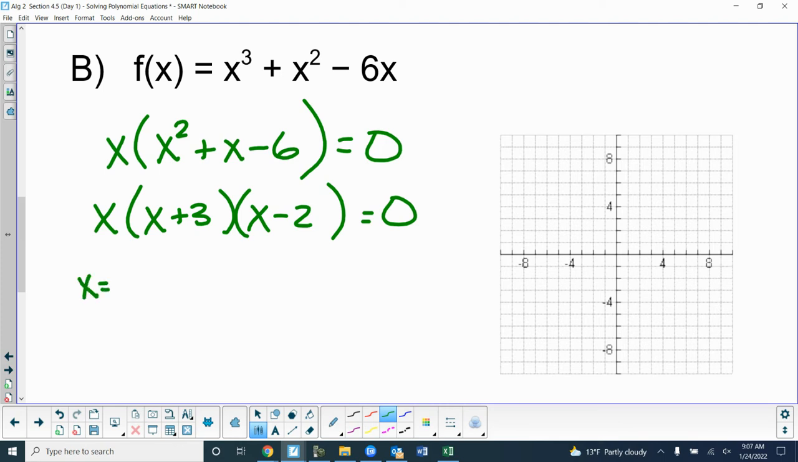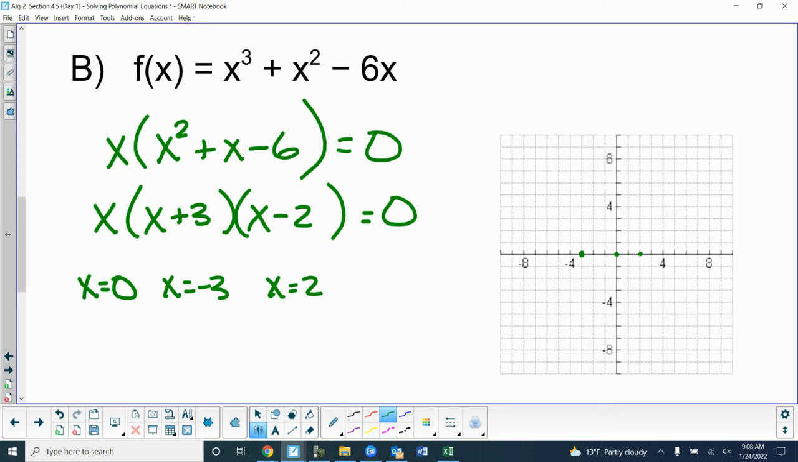So what makes x equal to 0? This x. What makes it equal to 0? If it were 0. Yeah, if it was 0. What makes this equal to 0? -3. What makes this equal to 0? +2. We good on that? Yeah. So our graph's going to cross here, here, and there when we sketch it. All right?